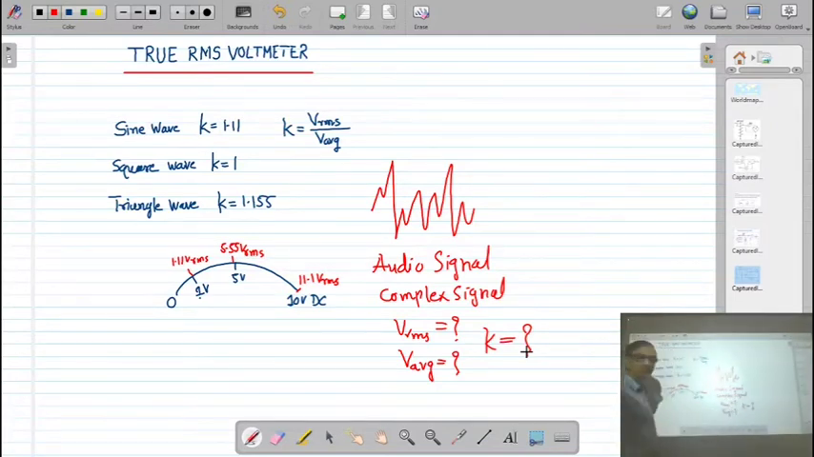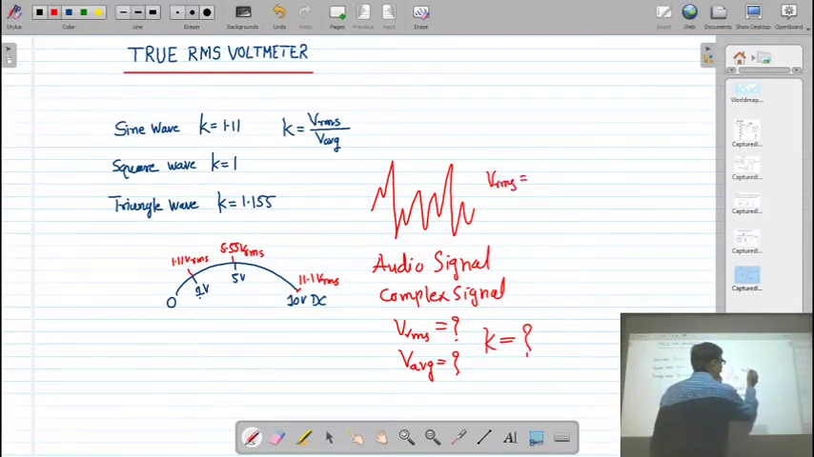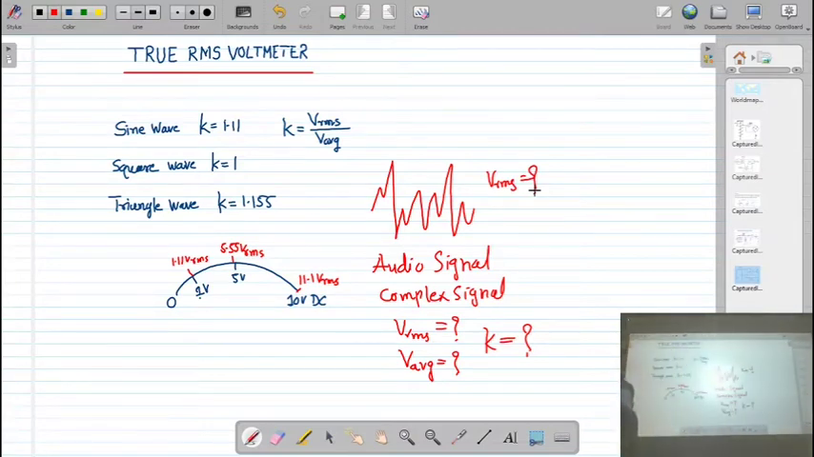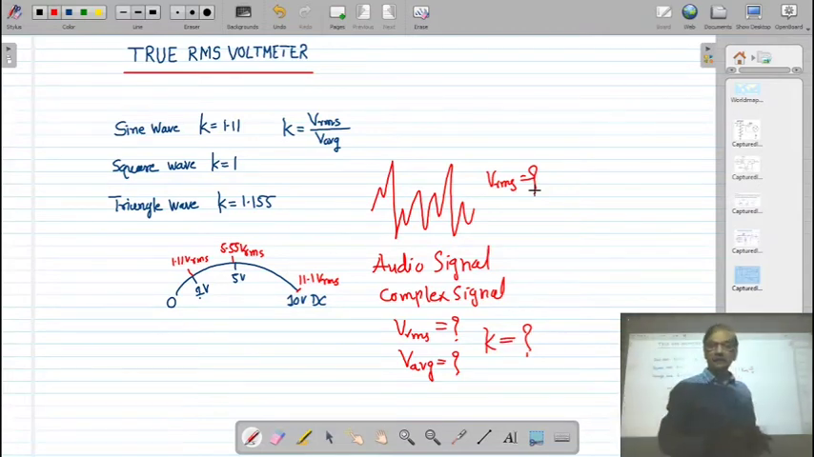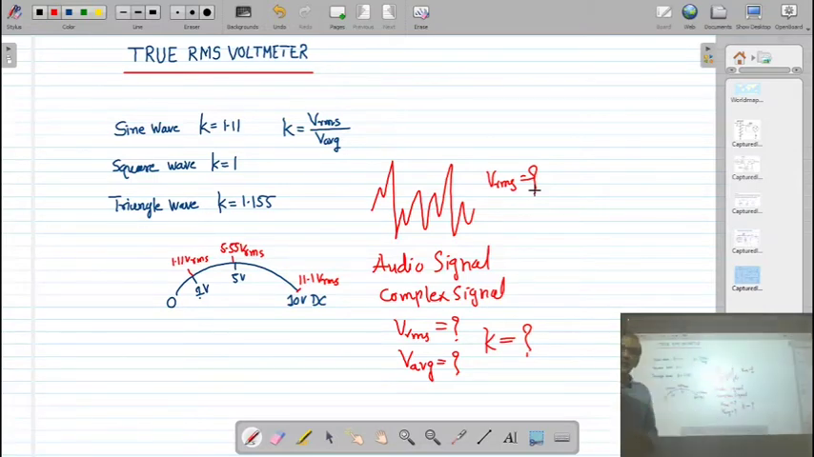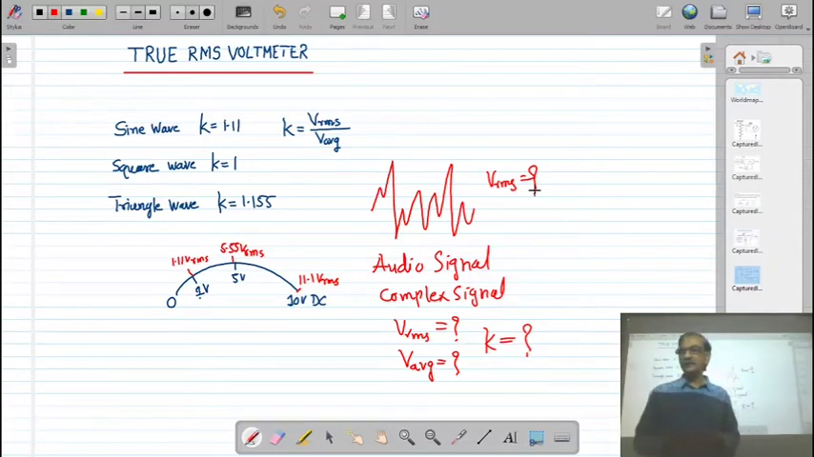If the form factor is not known to you, then you cannot measure this voltage directly. So it is difficult to measure the RMS voltage of this kind of signal. So how can we measure this RMS voltage? Here you cannot have a direct measurement of the RMS, but an indirect method is there. In the indirect method, we are not measuring VRMS, but we measure some other quantity which is proportional to the RMS voltage.